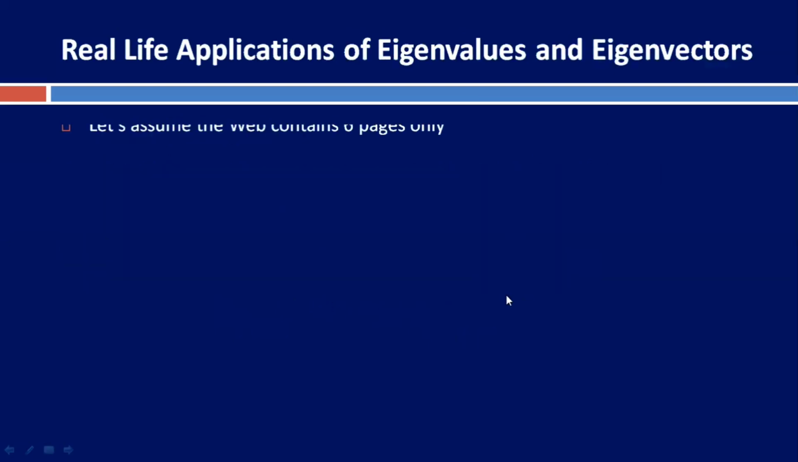Okay. So here are some more examples or applications of eigenvalues and eigenvectors in our real life. Now we give an example of how Google uses eigenvalues and eigenvectors in searching and PageRank. Let's assume the web contains 6 pages only.